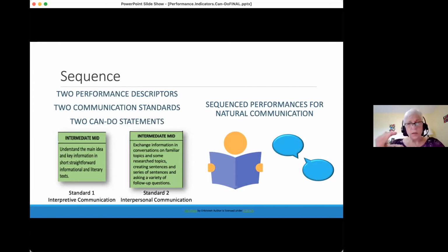And so the integration of the modes, as Laura Terrell presented to us in our 4th webinar back in May, really is a core element of the work that we do. And so our performance indicators are a tool that support us in really designing our instruction to reflect that real world natural communication.